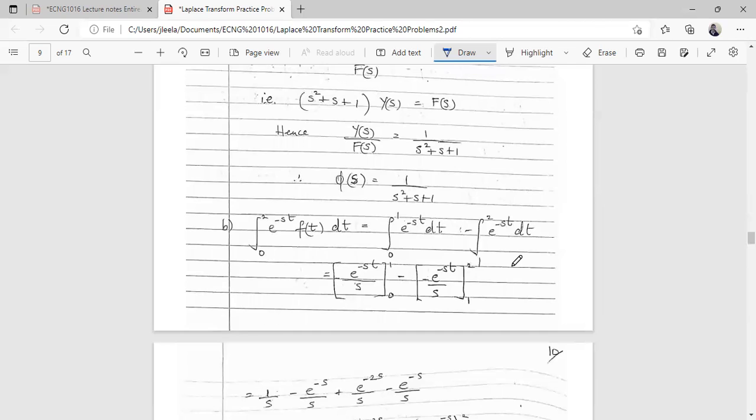This is very common now. We're doing this over and over. E to the minus st, you integrate that, you'll get minus e to the minus st over s. And you're evaluating that between 0 and 1, and then you're subtracting e to the minus st over s, and the limits would be between 1 and 2.